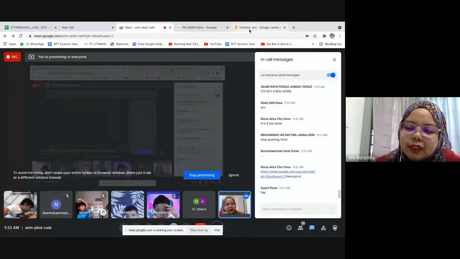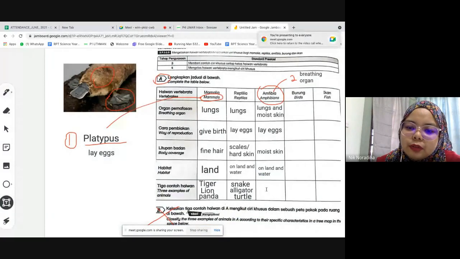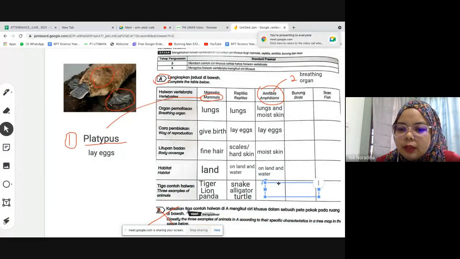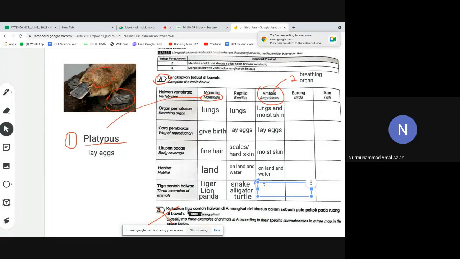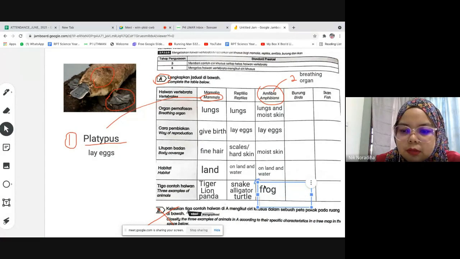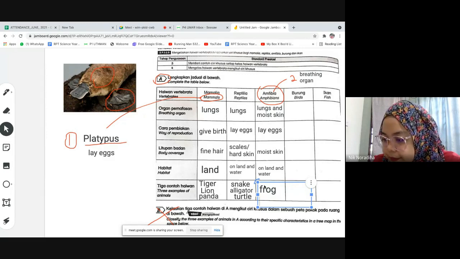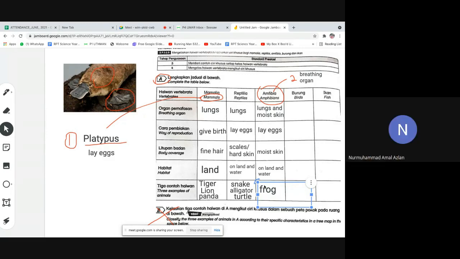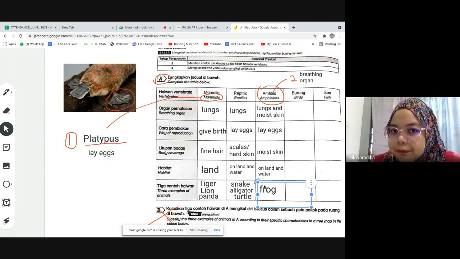Okay, Amal, give teacher the answer for 3 examples of animals. Teacher wants you to give all 3. Tell teacher the first animal. Frog, leech, and earthworm.